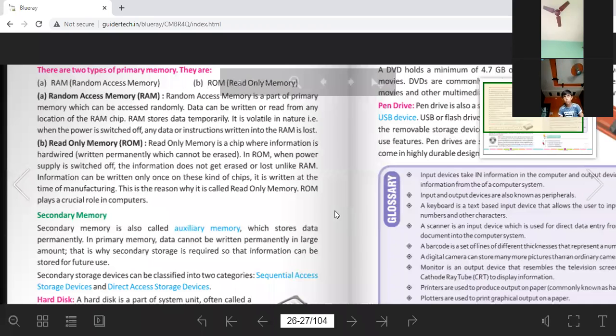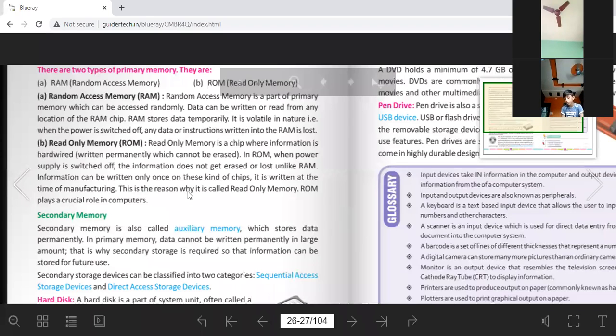Whenever the computer, while working, gets switched off, whatever instructions and data we have written on the RAM will be lost. It will be lost forever, as it is a temporary way of storing data.